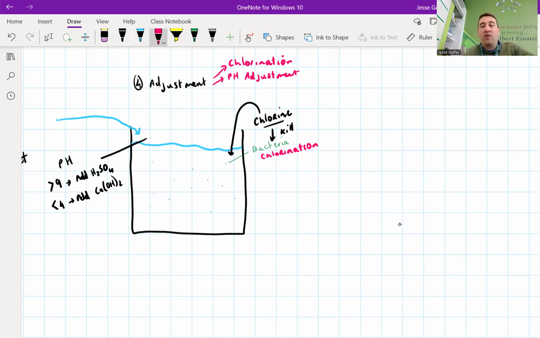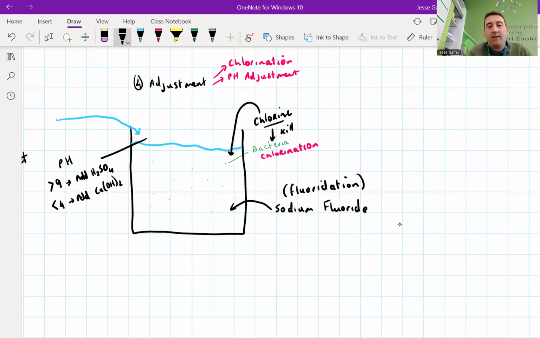The final thing that's done, this isn't usually done in every country, but in Ireland, a third chemical is added here, and that chemical is called sodium fluoride. This is a chemical that's added to the water, and it's a source of fluoride. This is called the fluoridation stage. The reason why this is added is it's a legal requirement in Ireland, because sodium fluoride is a particularly good chemical at preventing tooth decay.